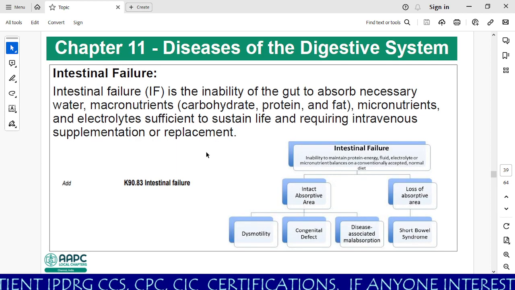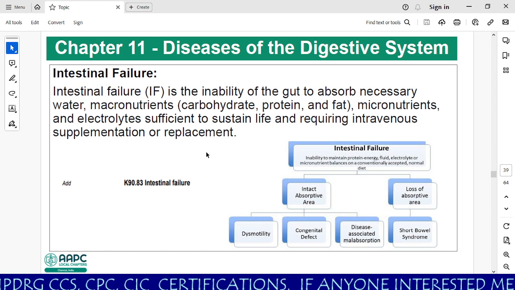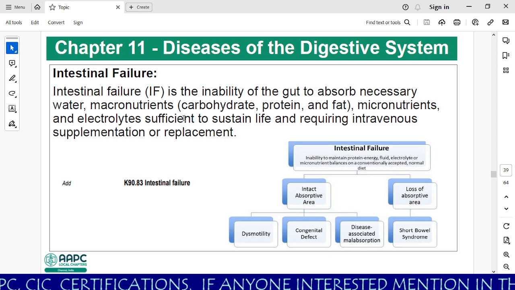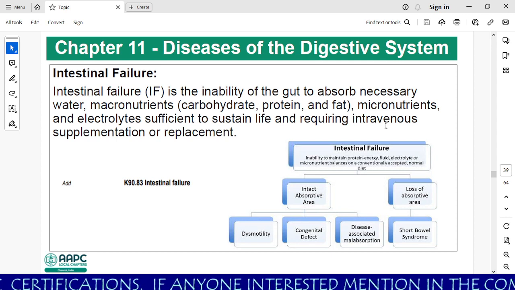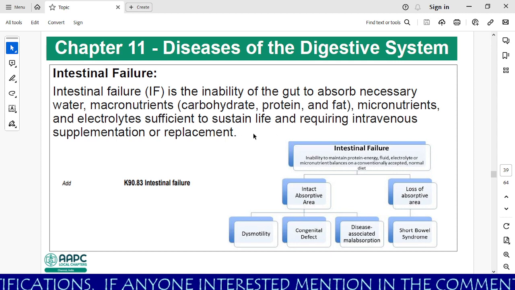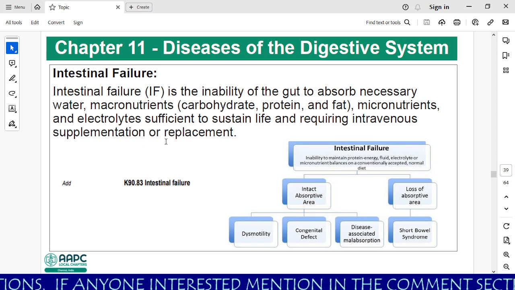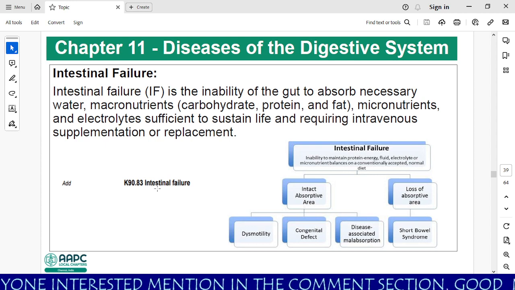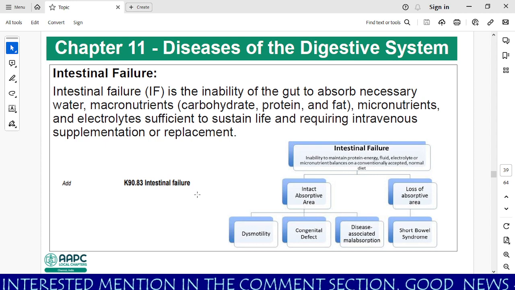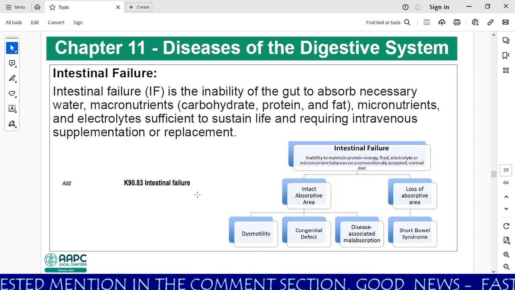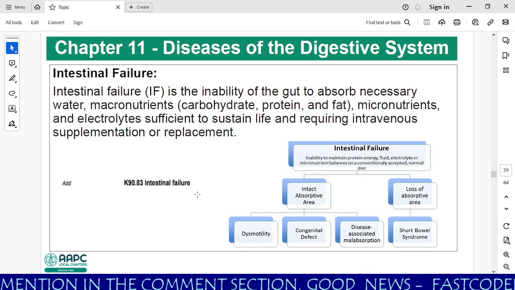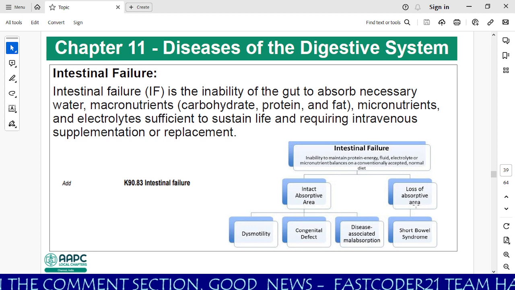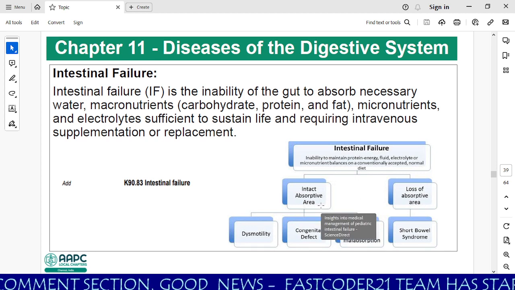So next one is intestinal failure. So what is intestinal failure? It is the inability of the gut to absorb necessary water, macronutrients and electrolytes sufficient to sustain life, requiring intravenous supplementation or replacement. So they have added this code K90.83 intestinal failure. So this is also a new CC for inpatient coders. So these are the symptoms: intestinal failure, so loss of absorbed area, intact absorbed area.